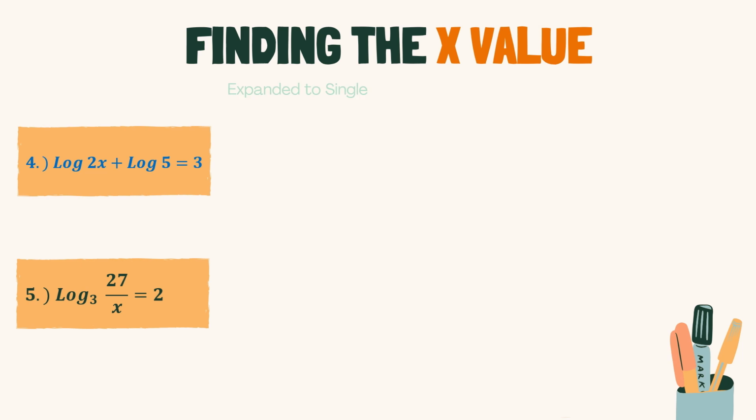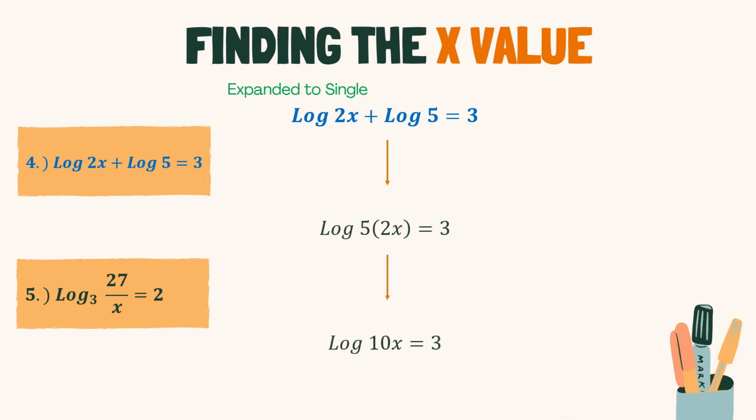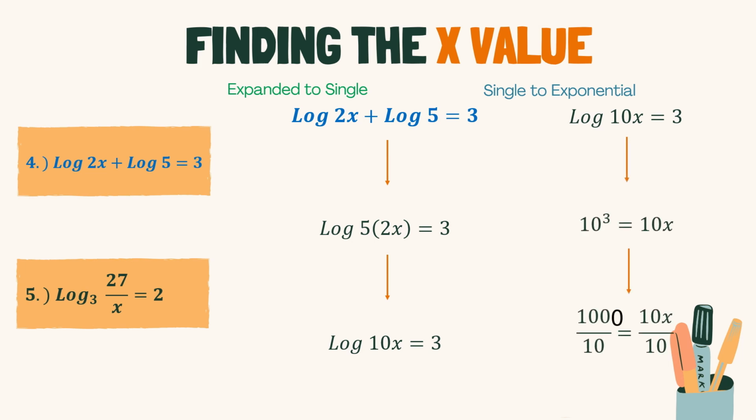Example 4. Log of 2x plus log of 5 equals 3. It is an expanded form, so now it becomes log of 10x by applying the principle of a product. Change it to exponential function, 10 cubed equals 10x. And then simplify by changing 10 cubed to 1000. Divide both sides by 10, leaving us with 100 as our value of x.